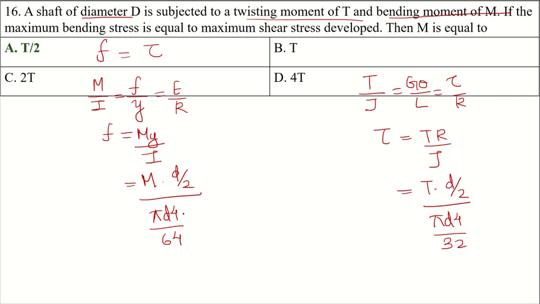By equating these two values, we can solve: d by 2 and pi d raised to 4 by 64, and pi d raised to 4 by 32. Here comes a 2, that is 2M equal to T, and M equal to T by 2. So our answer is option A.